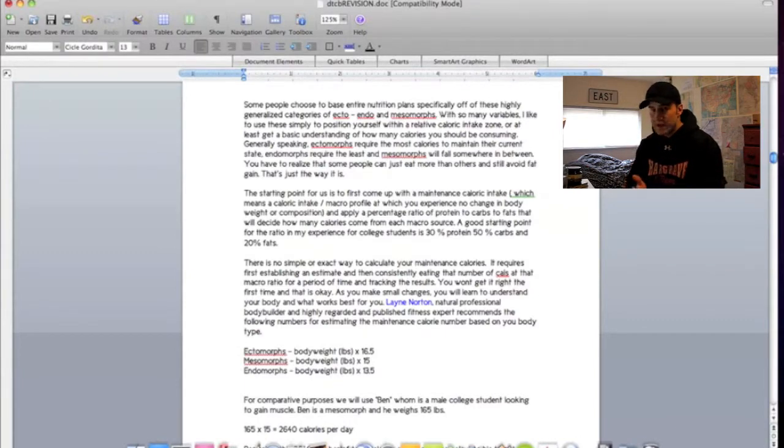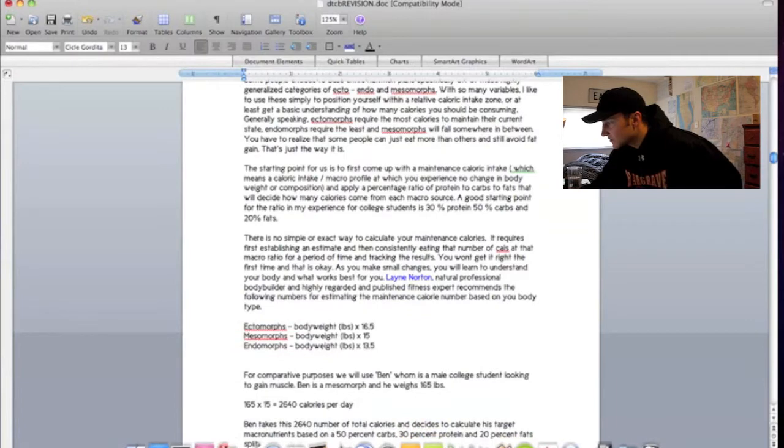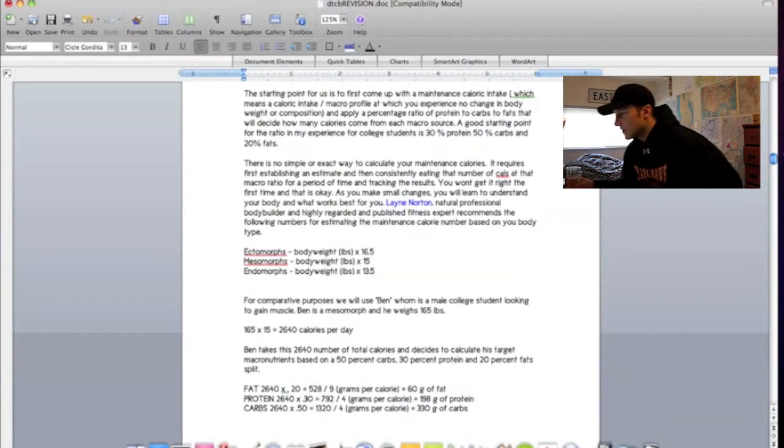Once you know your maintenance, you can adjust up and down from it to set your goal and hit that. Once you start hitting that number consistently, you're going to see the results you want to see. So I'd definitely read through this a little more, but we're going to use Ben, my little brother, as an example of how to calculate.